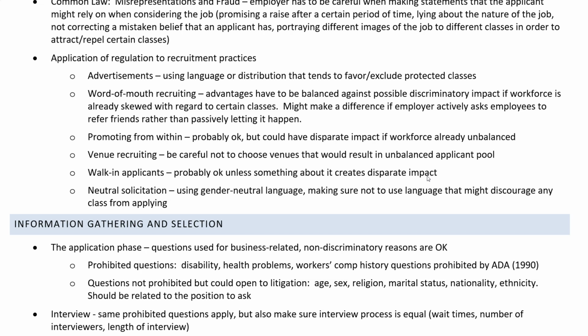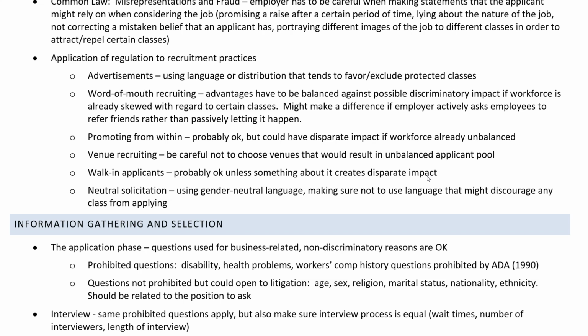Promoting from within, if that's my preference, again, probably completely fine. We just have to be careful for those edge cases, again, where if my workforce is already very imbalanced in such a way that just promoting from within is going to have this disparate impact, tending to keep certain protected classes out of the workforce altogether.